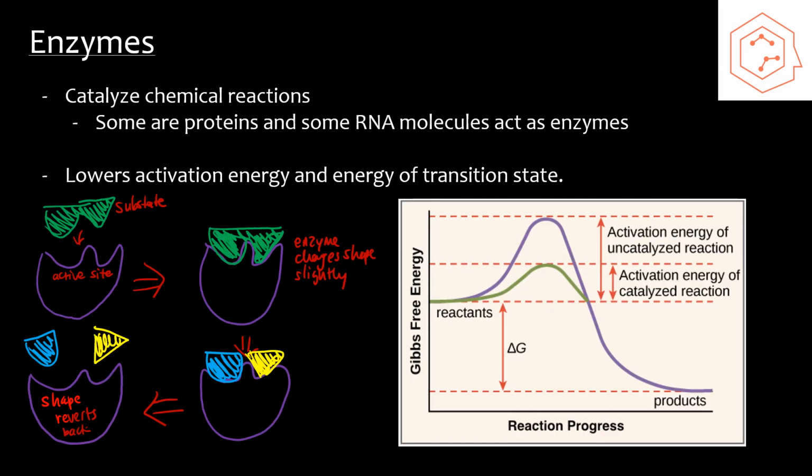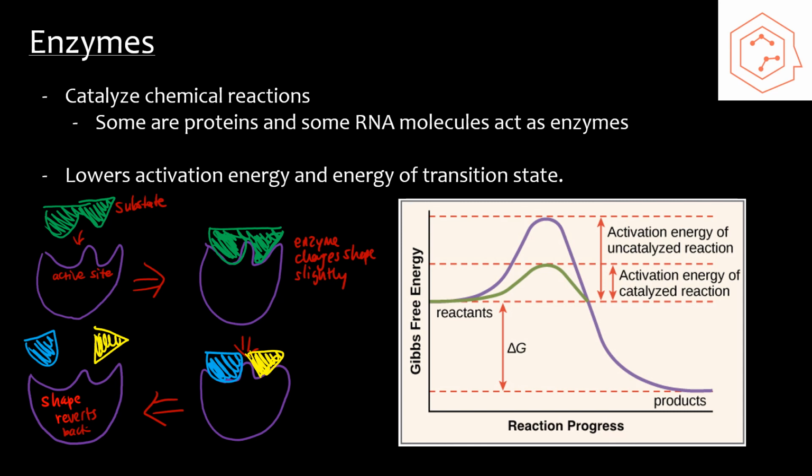So enzymes catalyze chemical reactions. There are proteins that can speed up or catalyze chemical reactions, and they function at an optimal pH or temperature. This means that they could be denatured if they're not in an ideal environment. So these are catalysts for biochemical reactions that happen in living organisms, but sometimes they could be RNA. They could be ribonucleic acid molecules that can also behave as enzymes.